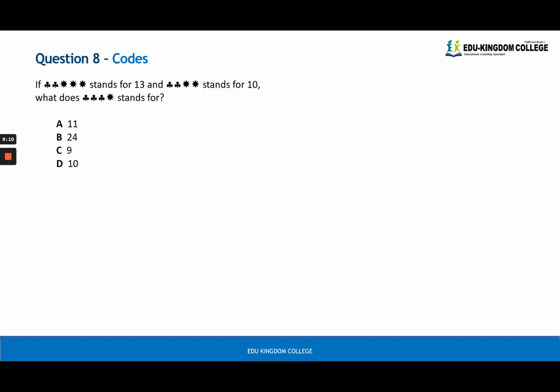Okay, next we have codes. So you can see that the only difference between this and this is 1 extra star. If you look at the difference in value, you can see that the star actually is equal to 3. So from there you can work this out. 6 minus from 10 is 4. So that means these clubs or clovers are 2s each. So what does this stand for? 2 plus 2 plus 2 plus 3. 6 plus 3 is 9. Option C.